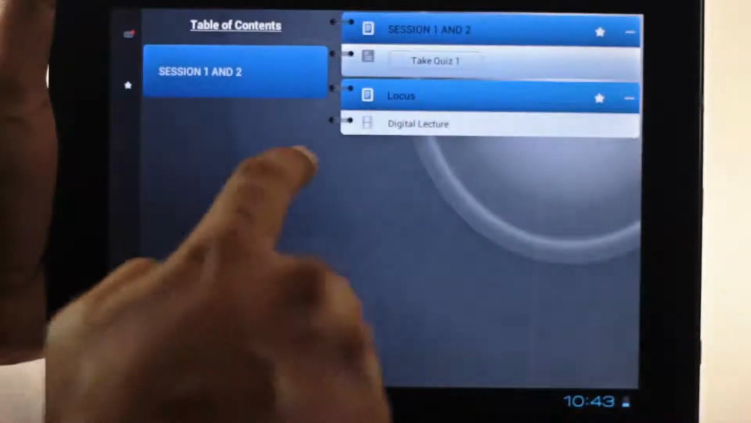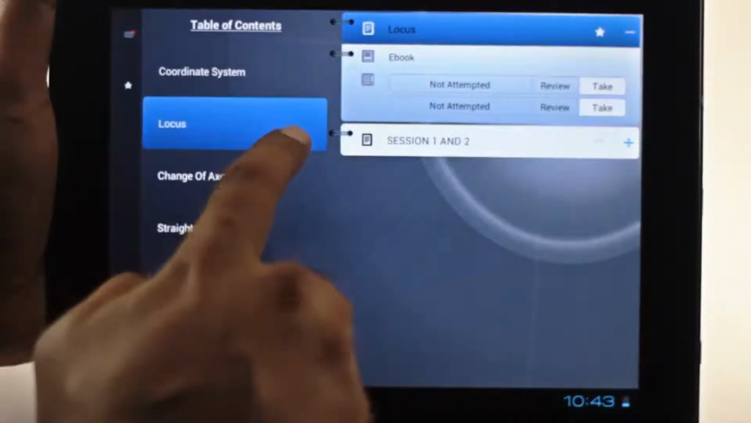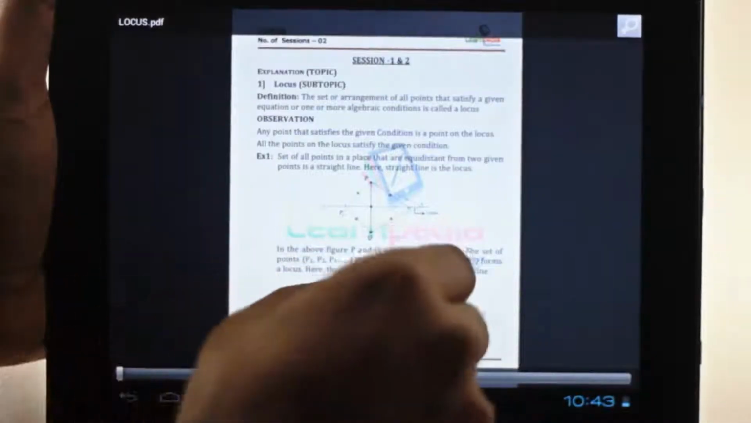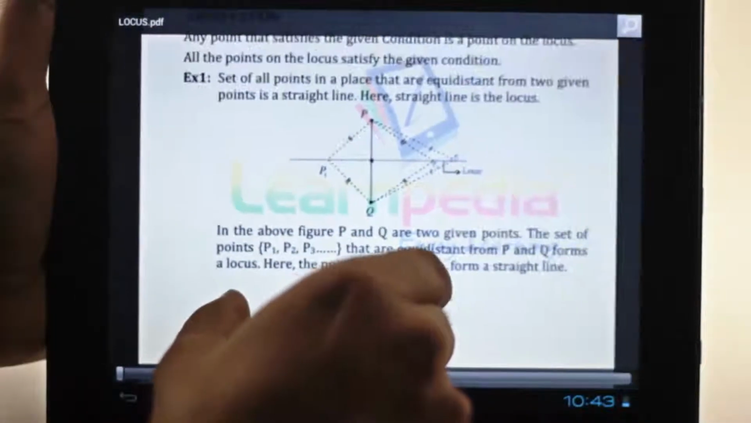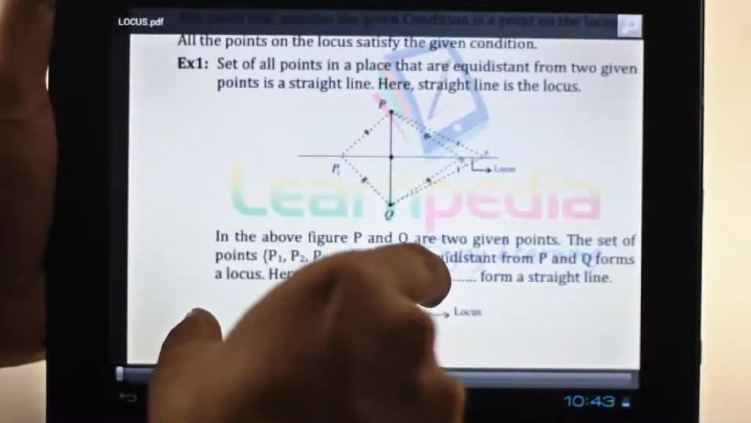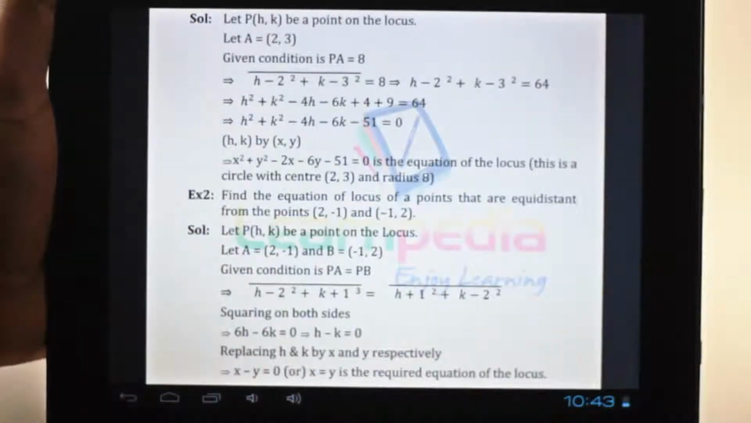Now, when I actually go back, you can see for this particular chapter Locus, there is what is called an ebook. When I click ebook, here comes the PDF of the study material. So here you can reduce this, or you can see it as the full page. You can go to the next page and so on. You can read the chapter on the ebook itself.